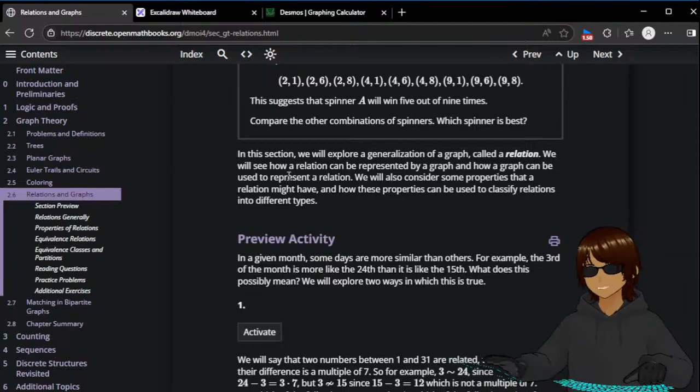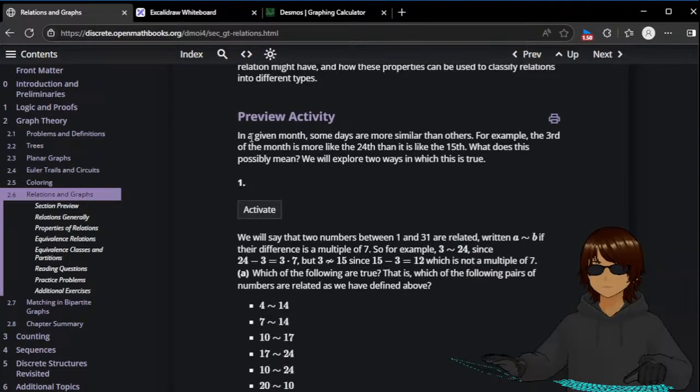In this section, we will explore a generalization of a graph called a relation. We will see how a relation can be represented by a graph and how a graph can be used to represent a relation. We'll also consider some properties that a relation might have. In a given month, some days are more similar than others. For example, the third of the month is more like the 24th than it is like the 15th. What does this possibly mean? We'll explore two ways in which this could be true.